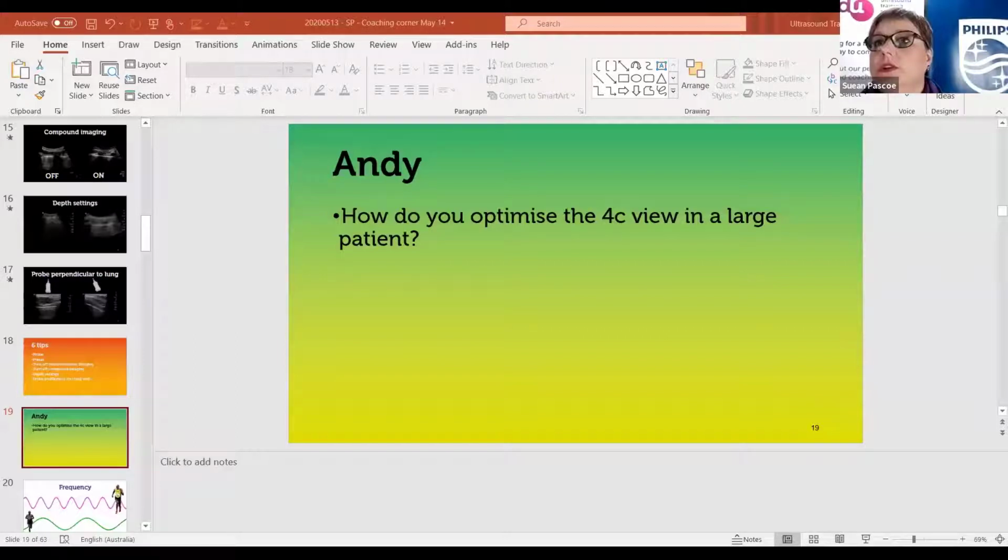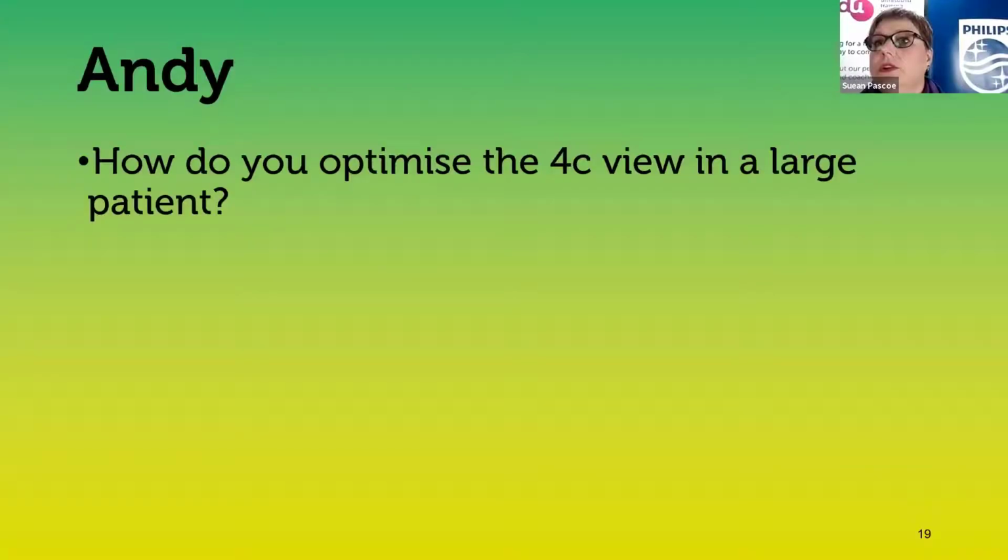Andy asked, how do you optimize the 4-chamber view in a larger patient? Larger patients are always going to produce, especially for heart scanning, a really hard time getting a nice picture. The first point I'd talk to is what's the frequency of your probe? You've got your phased array probe, and on a lot of the more sophisticated systems, not necessarily the handhelds, you can play with the frequency range within that probe.